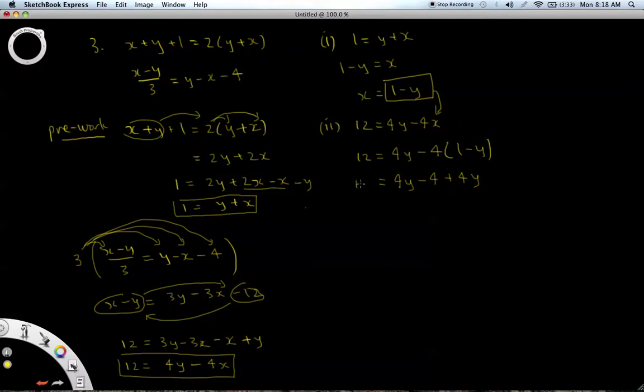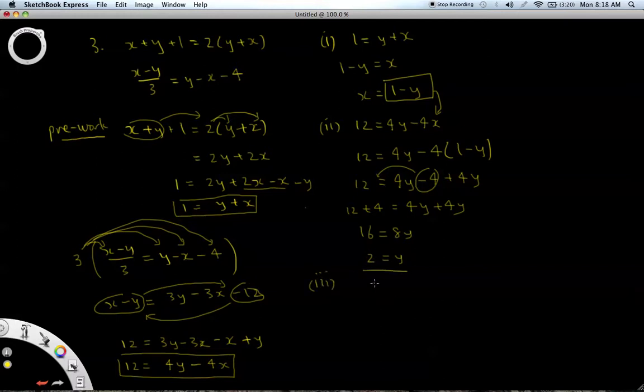And now from this point, let's gather like terms. So this minus 4, I'm going to move over here. So 12 plus 4. And I'm left with 4y plus 4y. This is 16 equals 8y. And if I simplify it, y is equal to 2. Go to step 3.